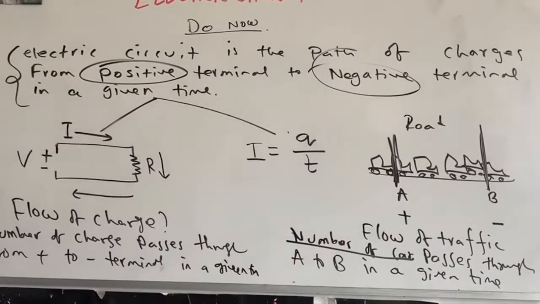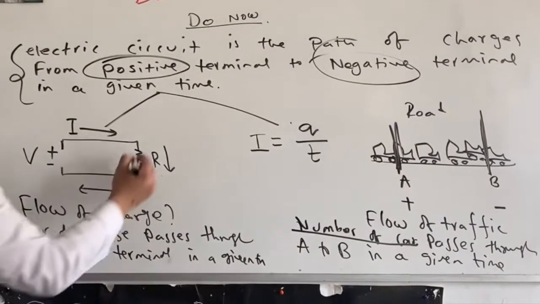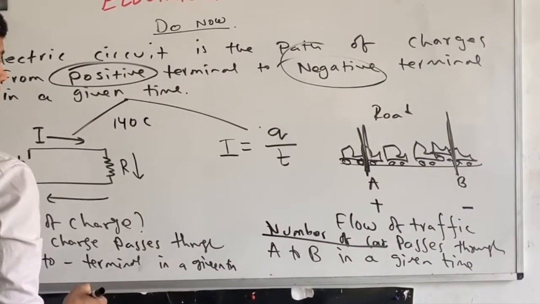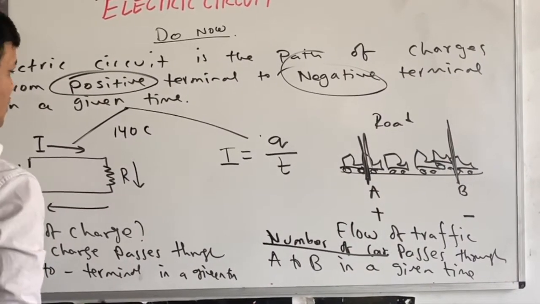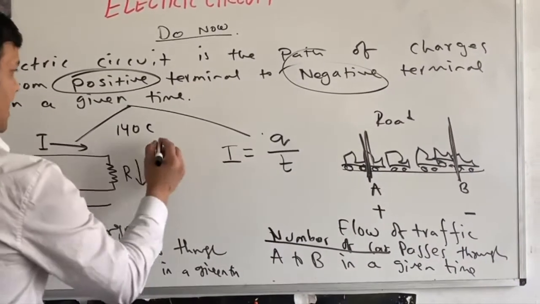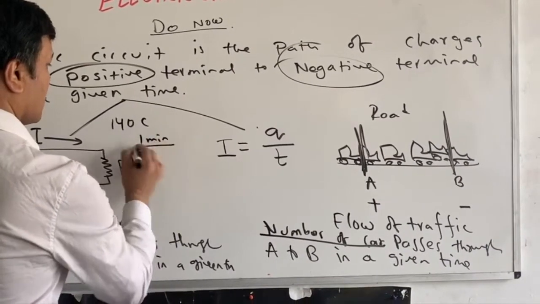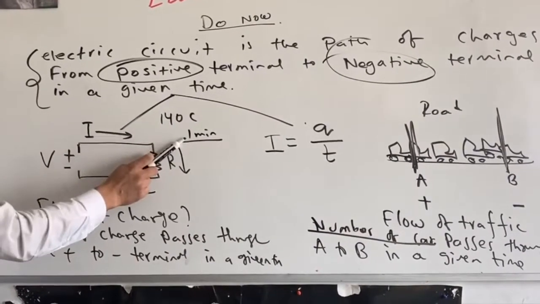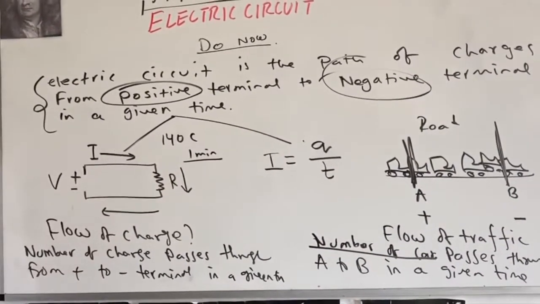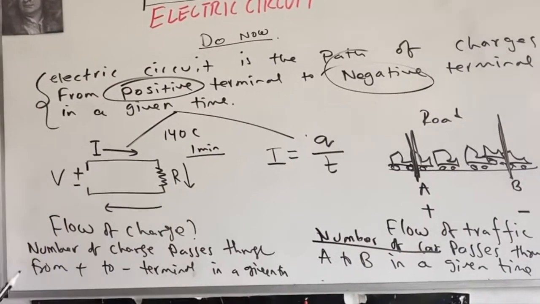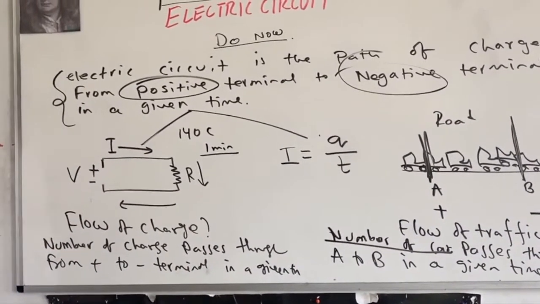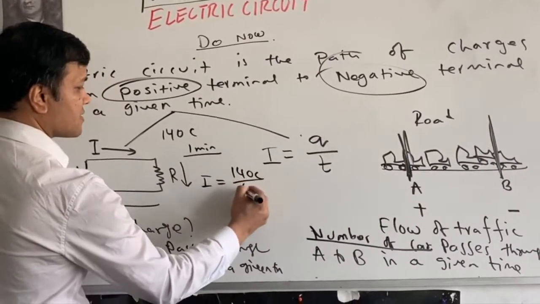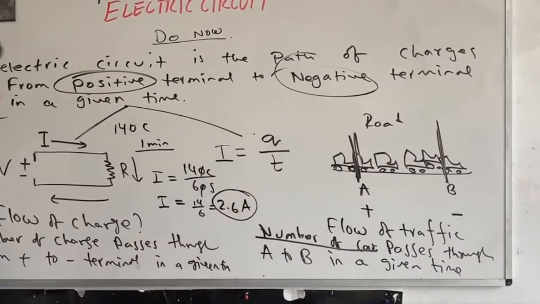Let's say 140 coulomb. It takes 1 minute for 140 coulomb to pass from the positive terminal to the negative terminal. Find the current. Again, I'm going to explain it. It takes 1 minute for 140 coulomb to pass from the positive terminal to the negative terminal. What would be the current? Quickly tell me. 140 coulomb over 60 seconds. 6 amps. You must say the unit.